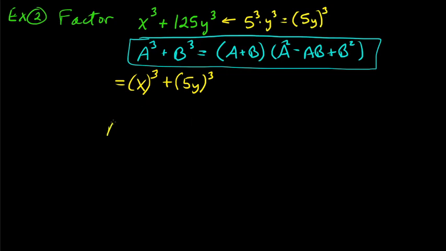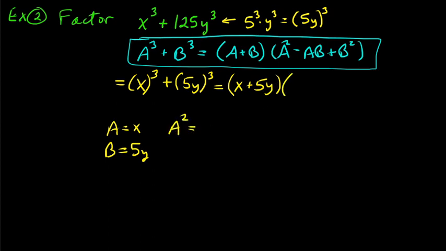Okay, so that tells me, again, a is x and b is 5 times y. Now I just fill in the blanks here, right? A is x and b is 5y. So a plus b is just x plus 5y. But notice, now we have to be a little more careful. What is a squared? Well, a is x, so a squared has to be x squared.